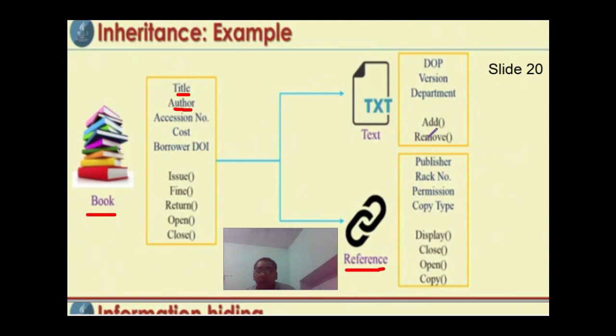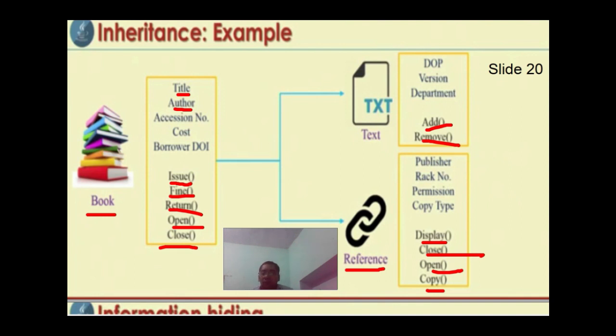add and remove. This means that from the book class, which is the base class, we can develop a few more subclasses called derived classes. So we can say that textbook and reference book are the derived classes of the parent class, that is book, and have their own methods and features. The methods like add, remove for textbook, and display, close, open, copy for a reference book. With these features, it also inherits the features of its parent class, that is book. These methods are issue, find, return, open, and close.